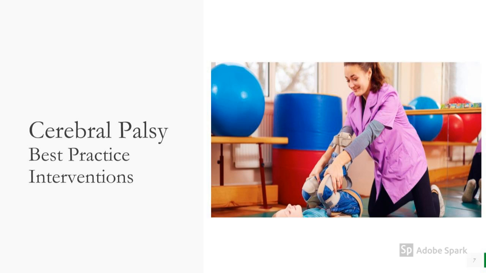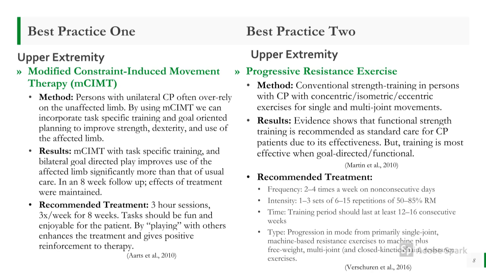Now that we've talked about what cerebral palsy actually is, we're going to discuss some of the best practiced interventions that are used to treat cerebral palsy. So for the best practices, we have it in no particular order. The first one would be for the upper extremity, and it is modified constraint-induced movement therapy.